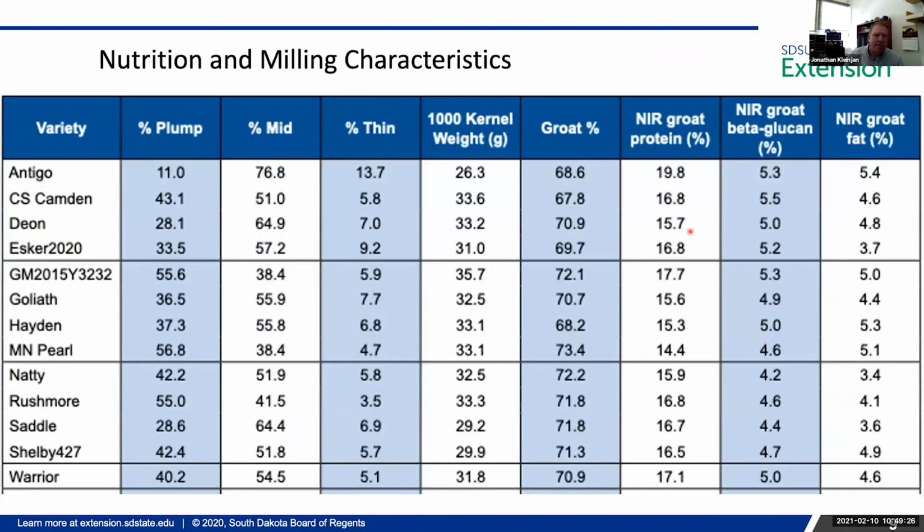Okay. We have a table with nutrition and milling characteristics. This is probably not important to a lot of producers, but the end users really like this. So we include this, with percent plumps, mids, thins, 1,000 kernel weight, groat percentage, et cetera. So if you are trying to do a specific end user contract for oats, this is going to be useful information for you.